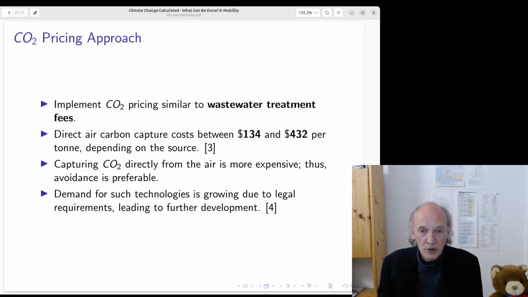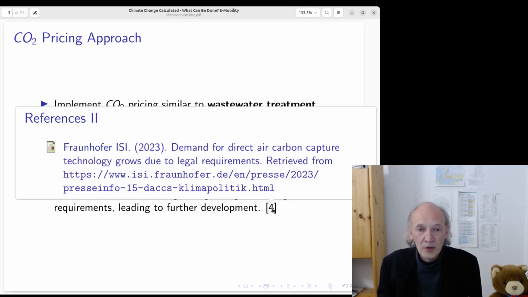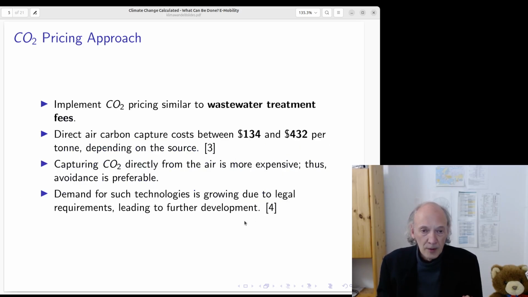Demand for such technology is growing due to legal requirements, leading to further developments, which can be seen in this reference from Fraunhofer. It also shows that, given the pure amount of CO2 that we have in our atmosphere, we don't really have enough technology to absorb it. So that's another reason to avoid it instead of trying to absorb it.